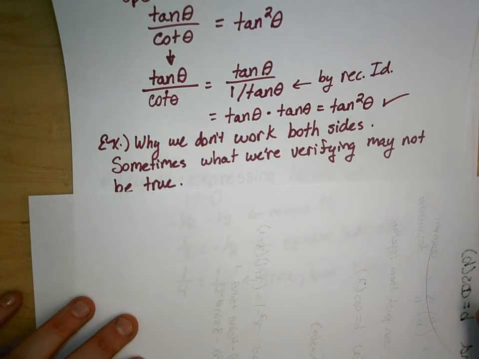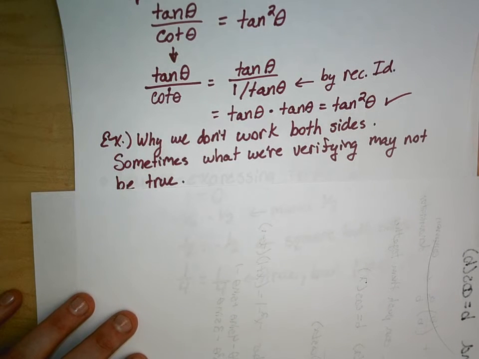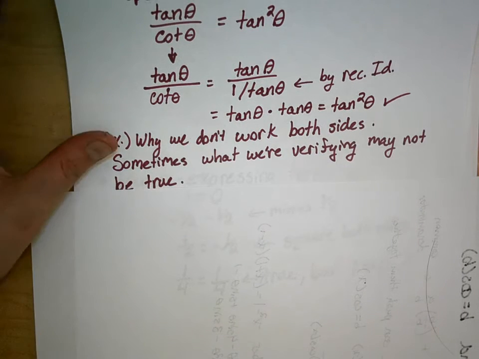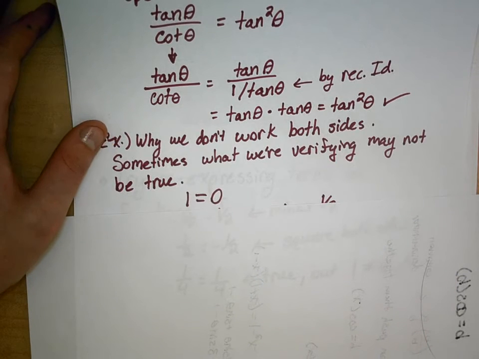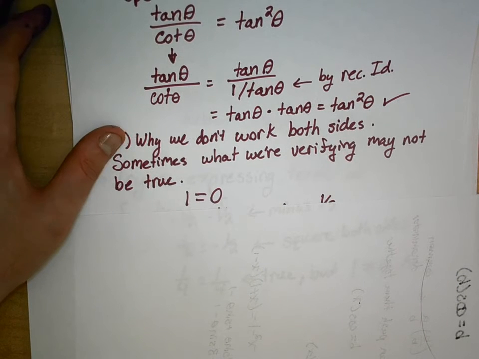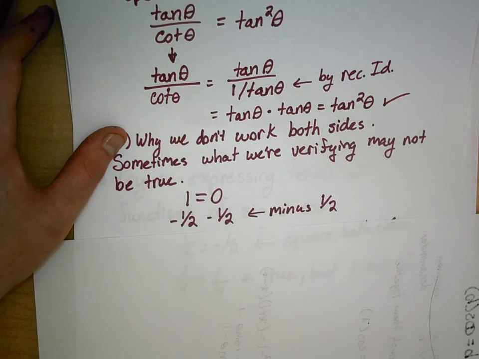So sometimes when you work both sides of the equation, you're going to verify something that might not be true. In this course, we'll only be verifying identities that are true, but if you go on to later courses, you might not know. You might be verifying data that you just collected and you're not really sure what's going to happen. Okay, so let's say that we want to verify that 1 equals 0. 1 definitely does not equal 0. Okay, so let's work both sides.